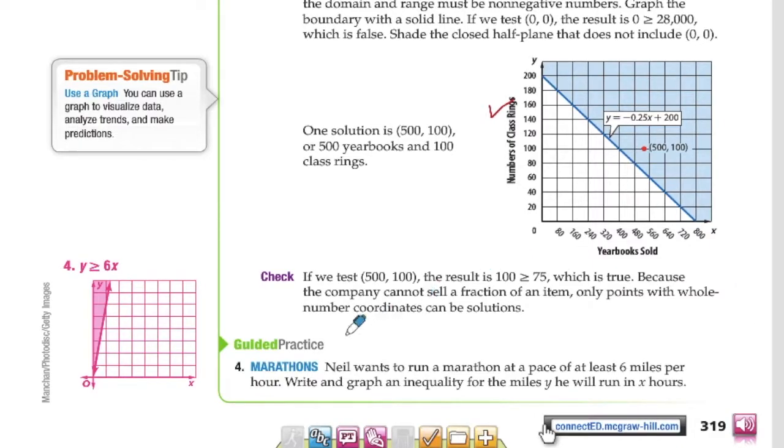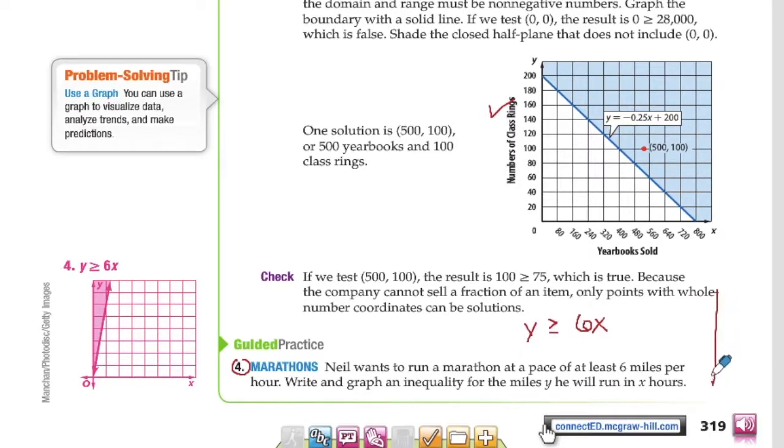and then graph it. For number 4, guided practice, Neil wants to run a marathon at a pace of at least 6 miles per hour. It says write and graph an inequality for the miles he will run in x hours. So if he wants to run at 6 miles per hour, 6 times x is going to be our translation there, and we want y to be greater than or equal to that.